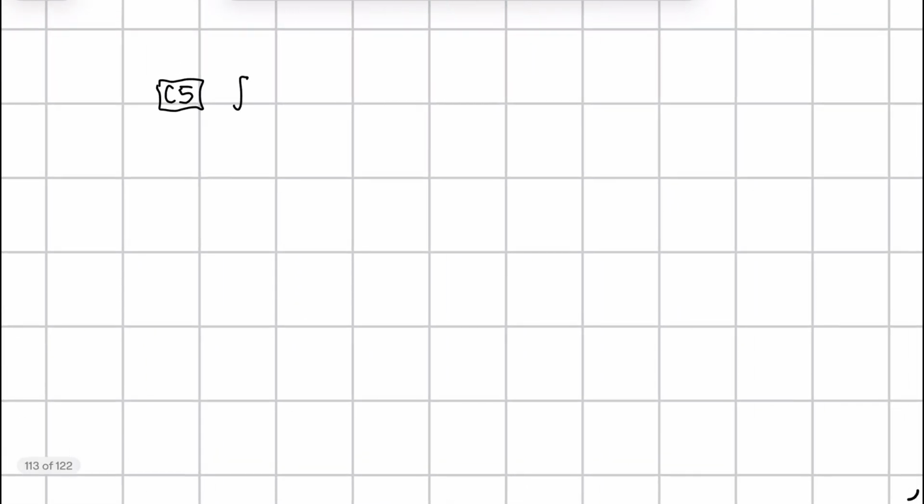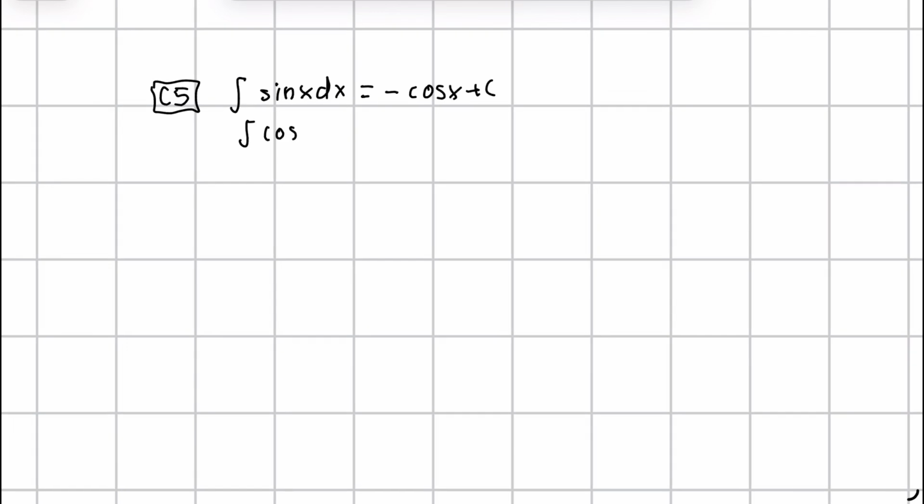There is no other way you're going to get through BC without memorizing these. You have the integral of sine x dx, and this is going to be negative cosine x plus c. You're going to have the integral of cosine x dx is equal to sine x plus c. You have the integral of secant squared x dx, and this is equal to tangent x plus c.